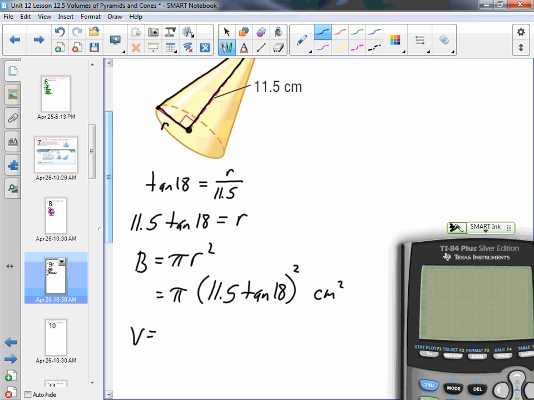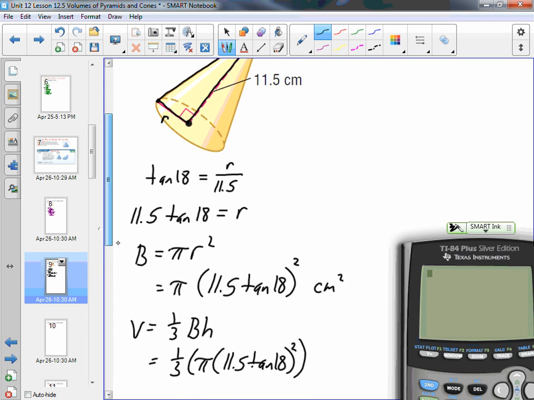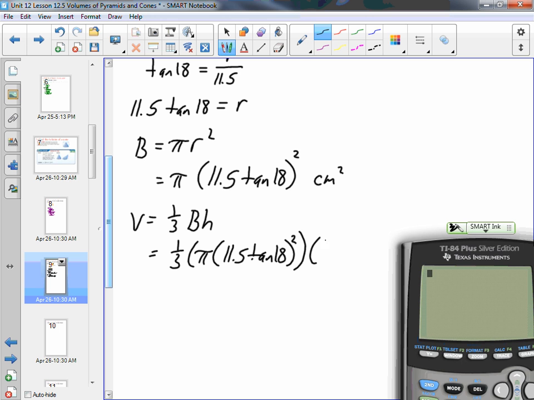Volume equals 1/3 times the area of the base times the height. 1/3 times pi times 11.5 times the tangent of 18 squared. So that's 1/3 times the area of the base times the height. What was the height? Oh, yeah, that's where the 11.5 came from. And that will be centimeters cubed.